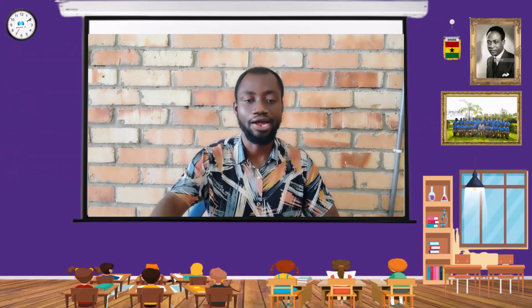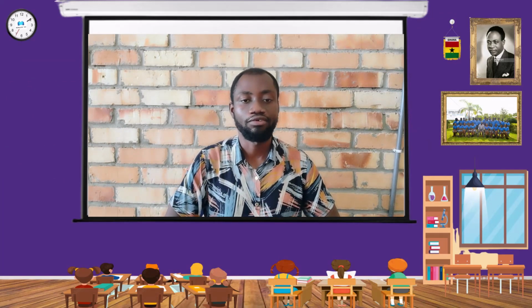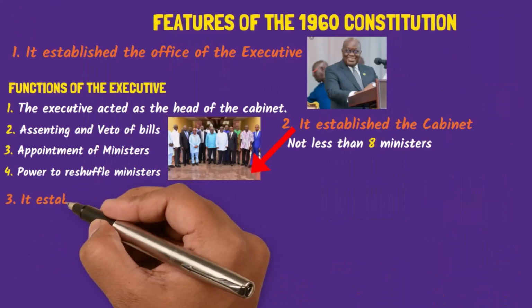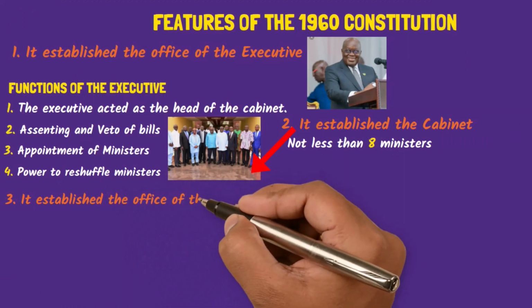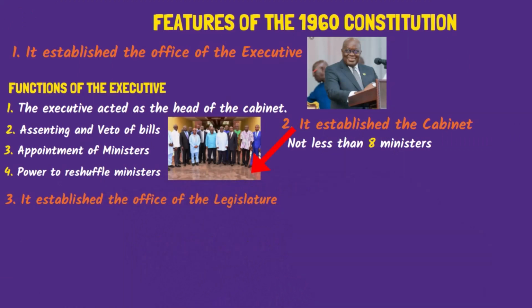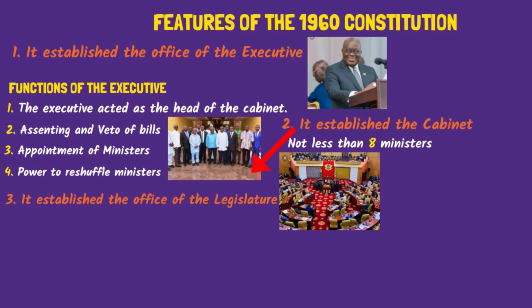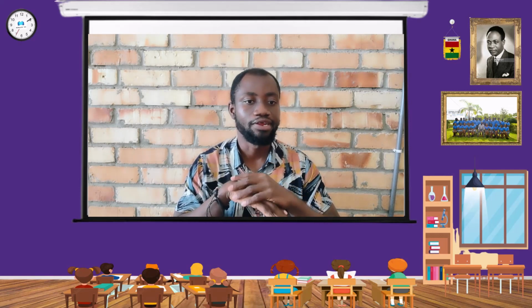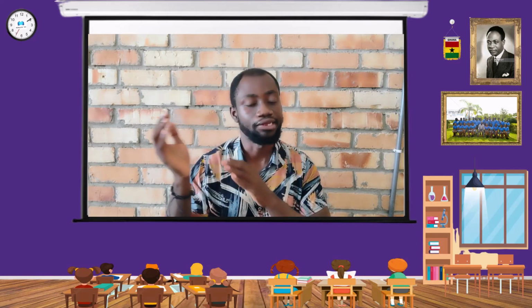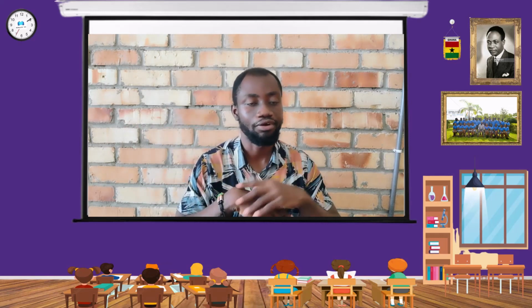Now another feature of the 1960 Republican Constitution was the establishment of the legislature. The Constitution provided for a unicameral legislature to be known as the National Assembly, or Parliament, with a membership of 104 elected by secret ballot based on universal adult suffrage. And now we have more than 104, close to 274 or so. The legislature was to be presided over by a speaker who was to be elected by members of Parliament.